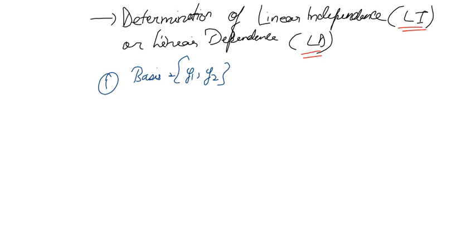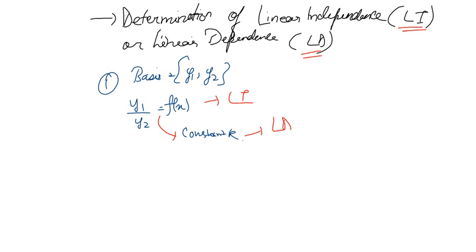You know the basis as y1 and y2, and if y1 by y2 is some function of x, then it is safe for you to say that the function is linearly independent, and if the value of it resembles some constant k, then it is safe for you to say it is linearly dependent.